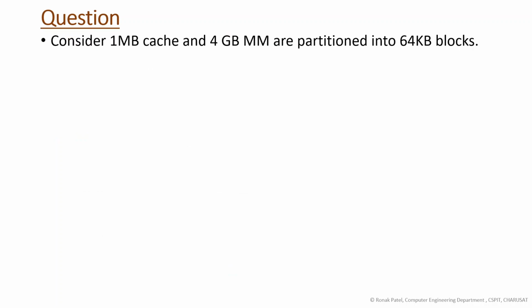Now take this one question. Consider a 1 MB cache and 4 GB of main memory. Your main memory or physical memory is 4 GB, partitioned into 64 KB blocks. So the block size is given as 64 KB. Using this information, you can find out how many blocks are in cache and how many blocks are in main memory.